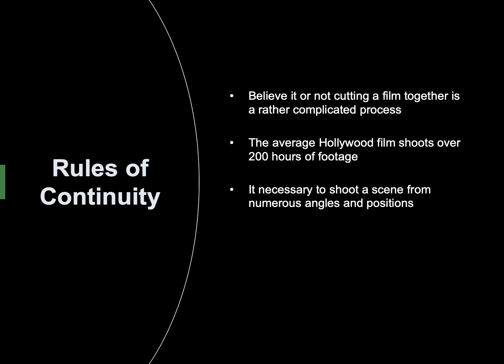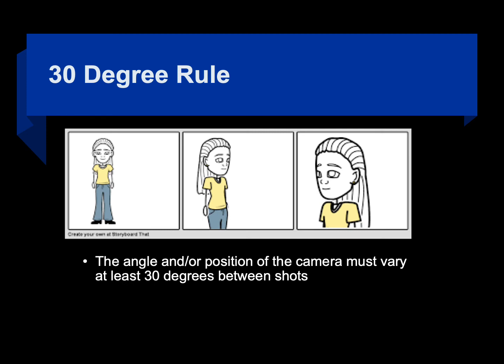Rules of continuity. Believe it or not, cutting a film together is a rather complicated process. The average Hollywood film shoots over 200 hours of footage. It's necessary to shoot a scene from numerous angles and positions. The 30-degree rule. The angle or position of the camera must vary at least 30 degrees between shots. This storyboard obeys the 30-degree rule.